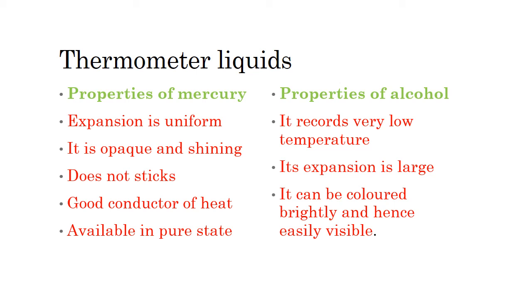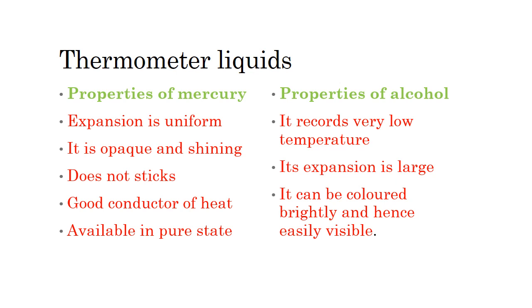What are the different kinds of thermometers? Yes, clinical and laboratory thermometers. Very good. What are the different scales? Yes, Celsius scale, Fahrenheit scale, and Kelvin scale. Very good. What is the minimum temperature in the clinical thermometer? The minimum temperature is 95 degrees Fahrenheit.